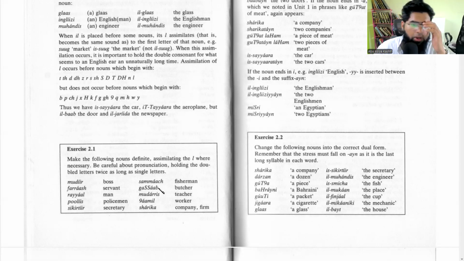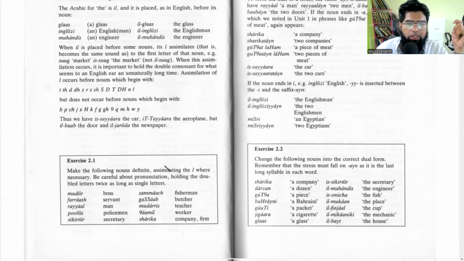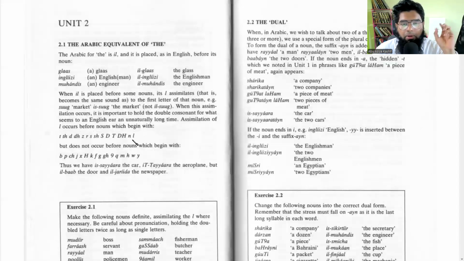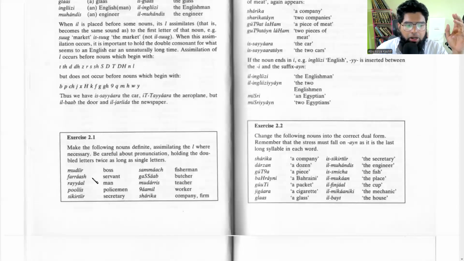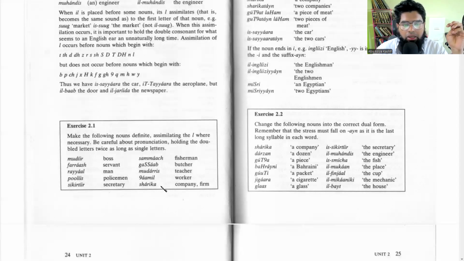Mudarris. So al-ghassab, as-samak. المدرس, teacher. العامل, a worker. الشركة, company. This is again definite, and this is a solar letter. These are lunar or moon letters. These are sun letters, solar letters. You can remember it like this: sun letters burn the lam, so the lam is not pronounced. So new words also: mudir, farrash, rayyal, police, secretary, samak, ghassab, mudarris, amil, and sharika.